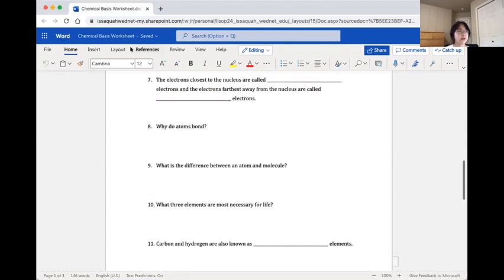And so that's basically everything on the worksheet. I will send the answer key to this if you guys did not get the answers.